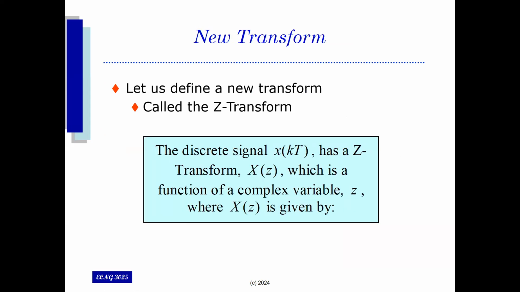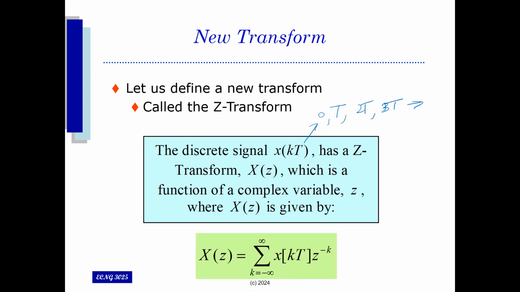And the Z transform basically works on discrete signals. So if I have a discrete signal x(kT), which is a signal sampled at multiples of the interval T, so at 0, T, 2T, 3T, etc., then we define the Z transform as you take x(kT) multiplied by z to the minus k, and then sum from minus infinity to infinity. Remember the Laplace transform.